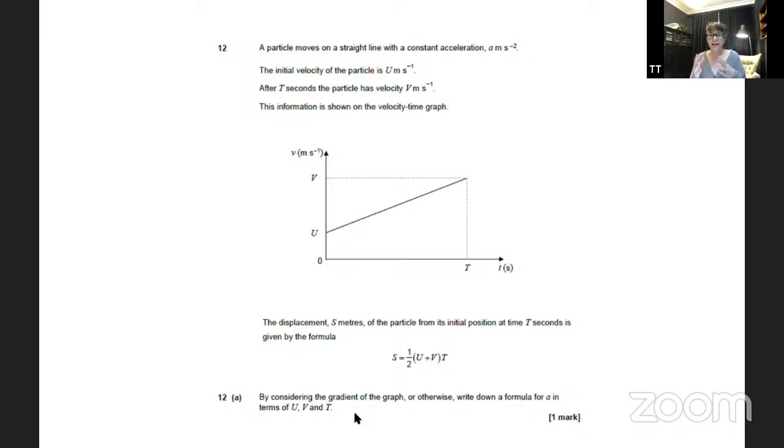So it's not one of those questions that teachers set just for fun. It does come up, and when it comes up, it looks quite scary, and it's actually quite easy. So definitely worth practicing.